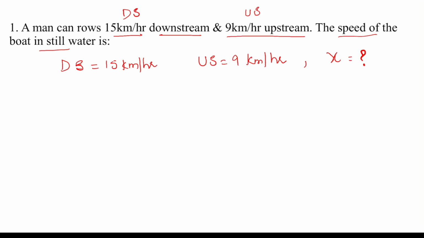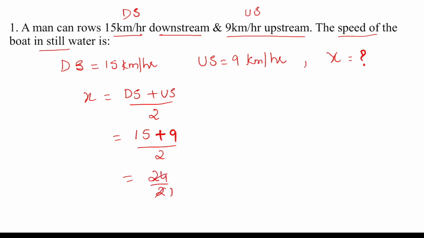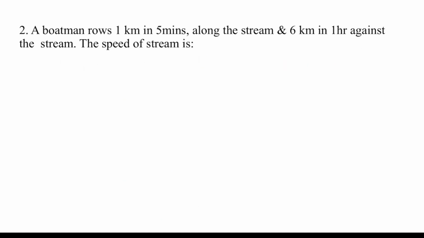So we know that x is equal to (downstream speed plus upstream speed) divided by 2. So downstream speed is 15, upstream speed is 9, divided by 2. So 15 plus 9 is 24, divided by 2, 2 ones are 12. So the speed of the boat in still water is 12 km per hour. Okay, so the next problem.